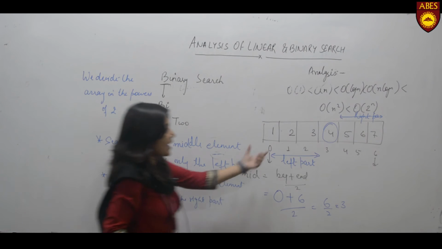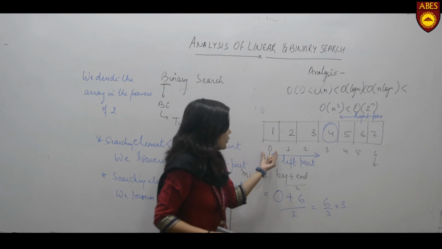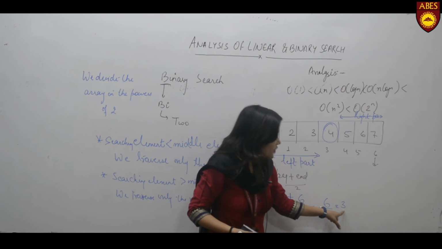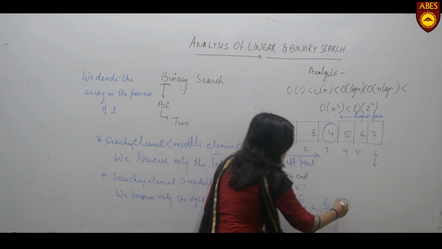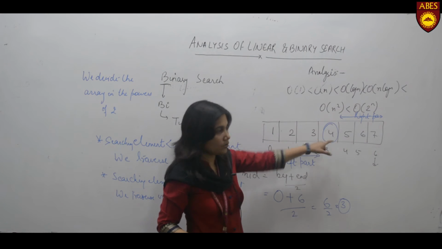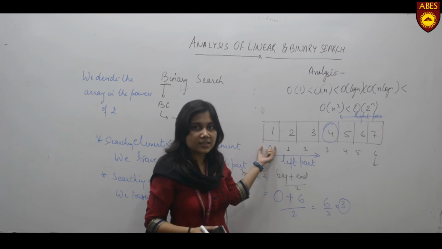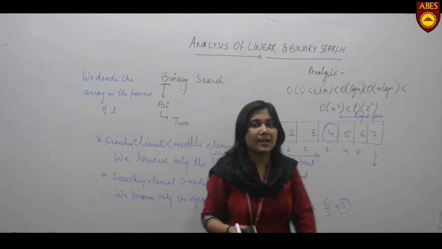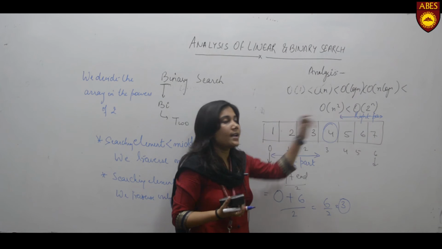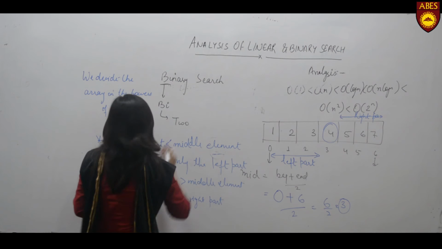As you can see, I have taken this example, an array of 7 elements: 0 plus 6 divided by 2 becomes 3. So the position third is containing the number 4. As you are all well aware, an array starts from index 0, so it goes from 0 to n minus 1. If I am taking an array of 7 elements, then it will move from 0 to n minus 1, that is 6. Now I have to compare if I need to search the element 2.